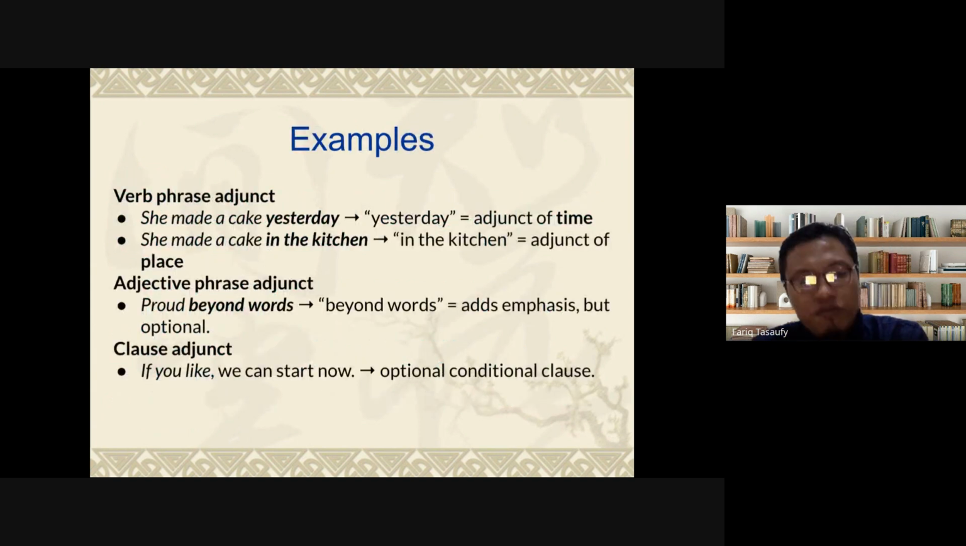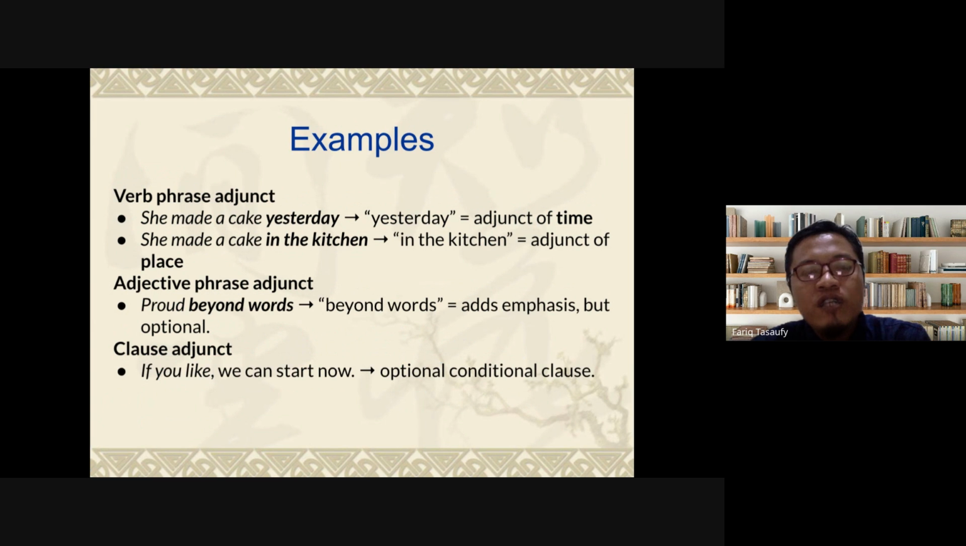So the examples of the adjunct: it is a phrase. "She made a cake yesterday," an adjunct of time. "She made a cake in the kitchen," an adjunct of place. If we combine them: "She made a cake yesterday in the kitchen." So adjuncts can be stacked. And if you move the position: "In the kitchen yesterday, she made a cake." It is still proper and still in accordance with the grammatical rules in English.